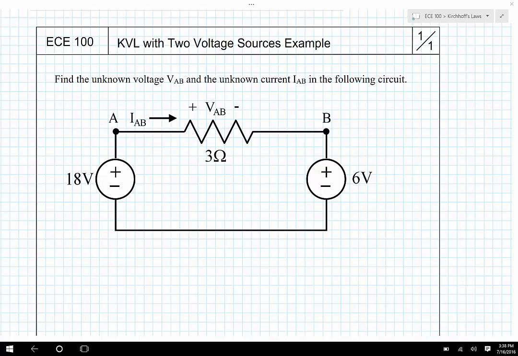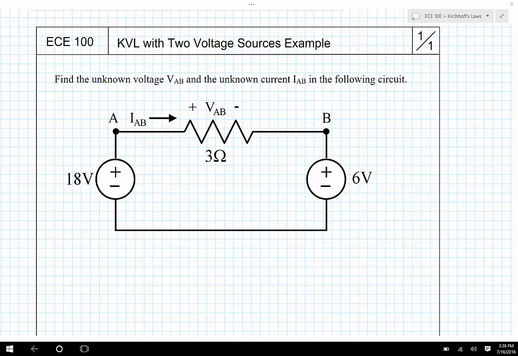So our next example is actually not as hard as you might think. The only tricky thing about this example is that it involves two voltage sources. It's really the first time that we've ever seen a circuit that has two voltage sources. If we had only one voltage source, I would think of that as the driving force in the circuit. In this case, it's not so apparent.